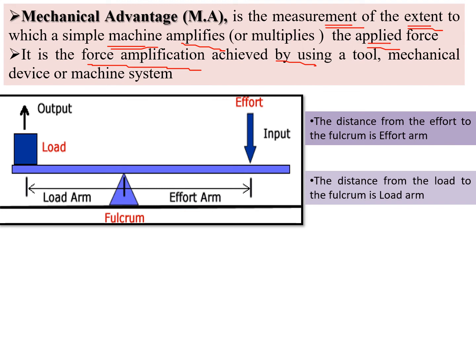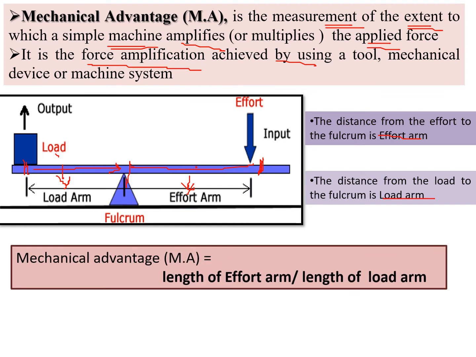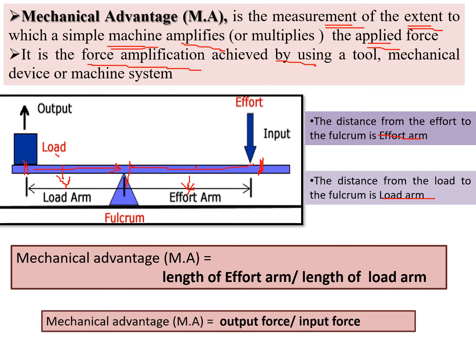Here we need to understand 2 terms, the effort arm and the load arm. So what is an effort arm? Effort arm is the distance from the effort to the fulcrum. So this distance becomes the effort arm, and the distance from the load to the fulcrum is the load arm. So these 2 terms you should understand: effort arm is the distance of the effort to the fulcrum, and load arm is the distance of the load to the fulcrum. And what is mechanical advantage? It is the ratio of the length of the effort arm to the length of the load arm.